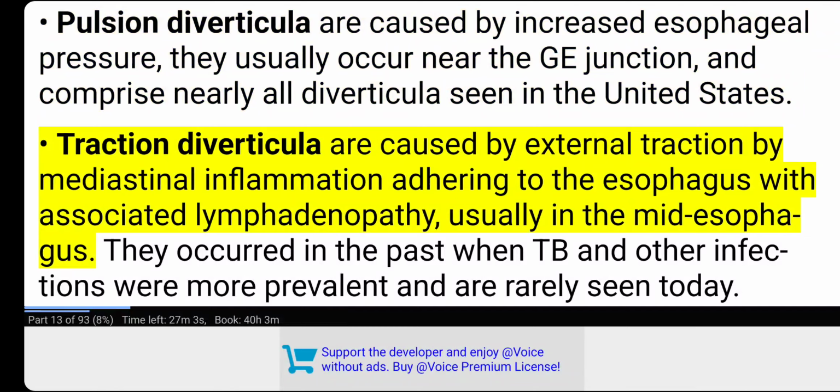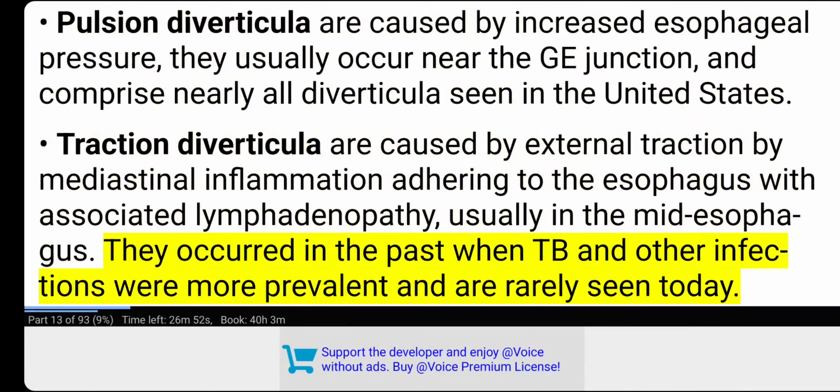Traction diverticula are caused by external traction by mediastinal inflammation adhering to the esophagus with associated lymphadenopathy, usually in the mid-esophagus. They occurred in the past when TB and other infections were more prevalent and are rarely seen today.